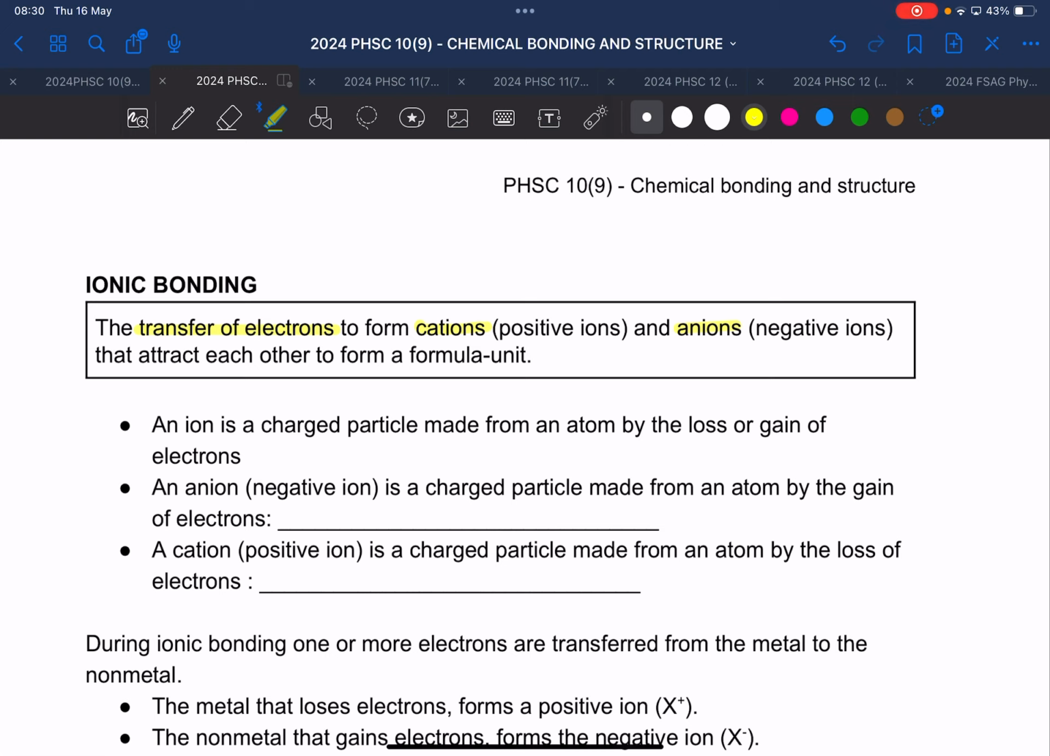We will see this now because we're going to draw Lewis structures for them as well. An ion is a charged particle that is made from an atom by the loss or gain of electrons, right? We know this by now. Okay? If we have an ion, okay, it is a charged particle because our atom either lost or gained electrons. So metals like to lose their electrons and non-metals like to get electrons.